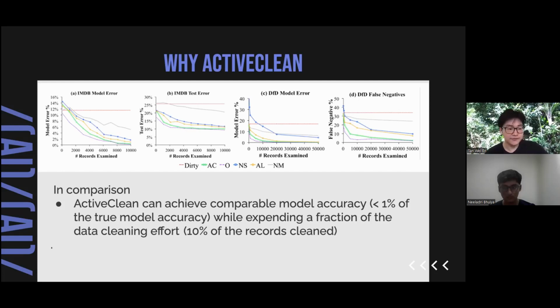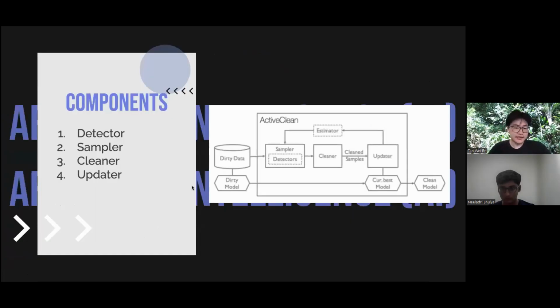So the approaches were evaluated on true model error, which is the distance between the trained model and the true model if all the data was clean, and test error, which is the accuracy of a model on a held out set of clean data. So ActiveClean consists of a few components.